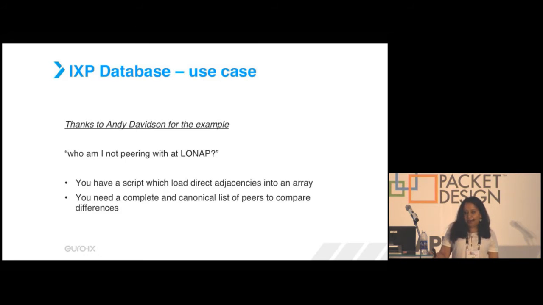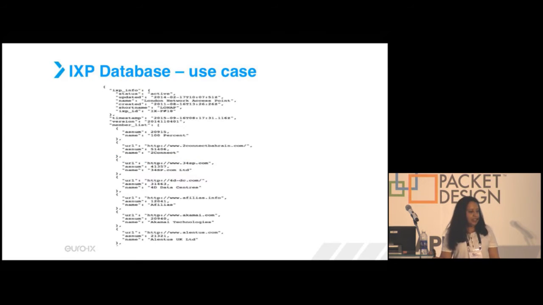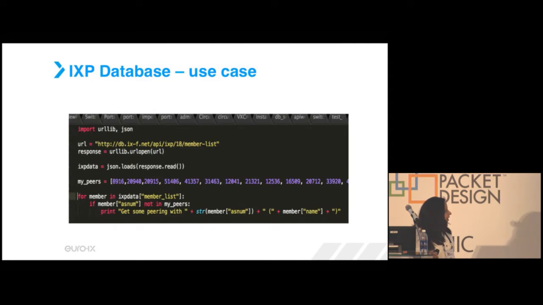So who am I not peering with at LONAP? So you have a script which can load all the adjacencies into an array. So I'm sure most of you will have databases of the ASNs that you currently connect to. And you need a complete list of peers that you can compare this to. So using the IXP API, here is the list of arrays, and the little script that you would put into place, which is very basic. And as you can see, the list of the ASNs that you are already connected to.